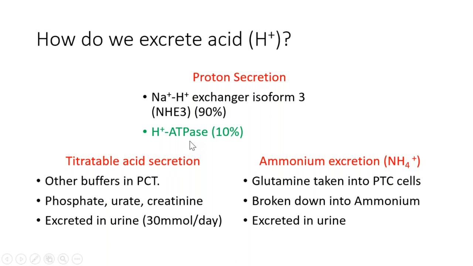There are also other ways of secreting acids. There are the hydrogen ATPase pumps, which are responsible for about 10% of excretion of acid, and then the sodium-hydrogen exchangers, the NHE3, through which the vast majority of acid is excreted. Then there are also other titratable acid secretions, so other buffers such as phosphates, urates, creatinine. These also can buffer our acid and excrete protons in that way. We excrete about 30 millimoles per day in that way, and then also ammonium excretion. Glutamine, this amino acid, is taken into the proximal tubular cells and broken down into ammonium, which can then be another way of excreting excess protons.